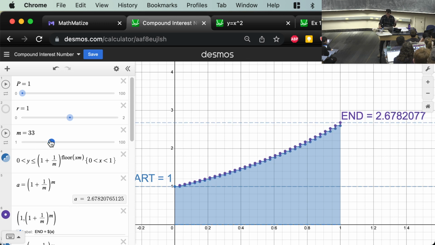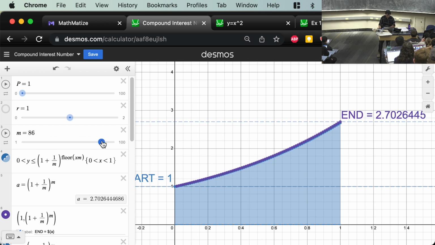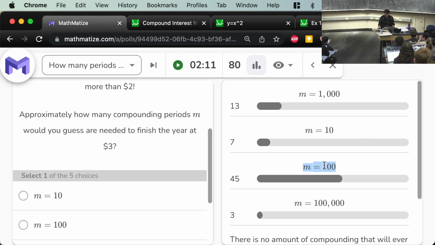We're getting more and more interest. You see the jumps get smaller and smaller, but there's more of them. It's going up, up, up. 50, 70, 80, 90. After 100 times of getting interest, you're only at 2.70. Only at 2.70. So 100 is not enough. If you chose 100, you were not right.